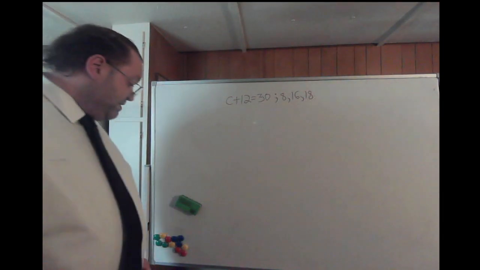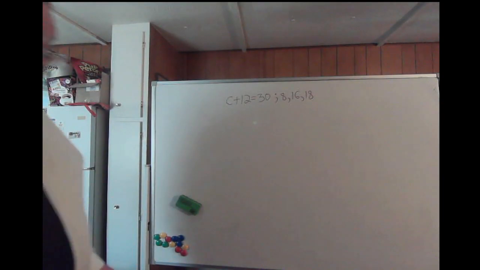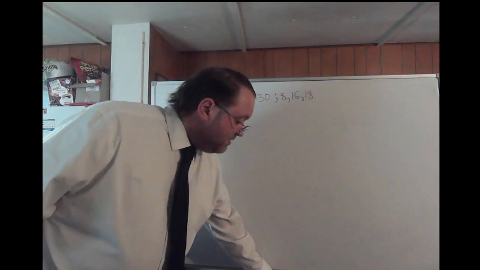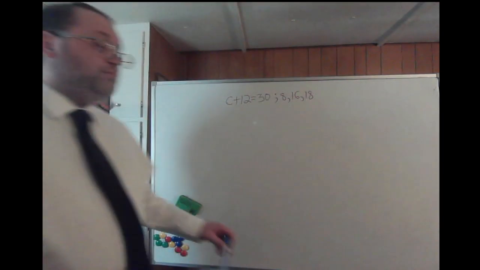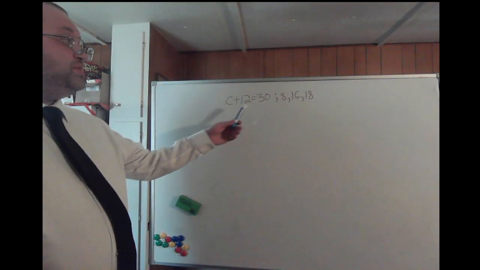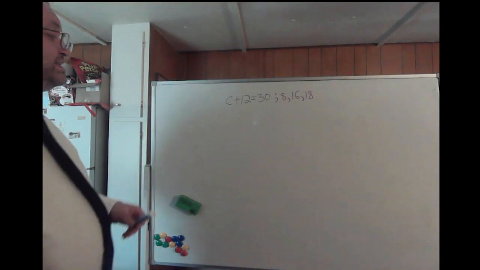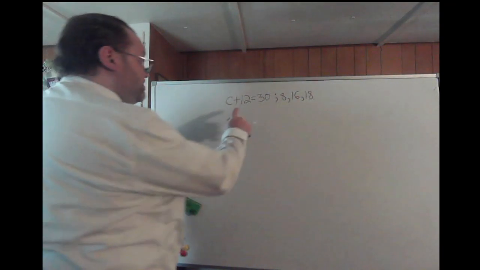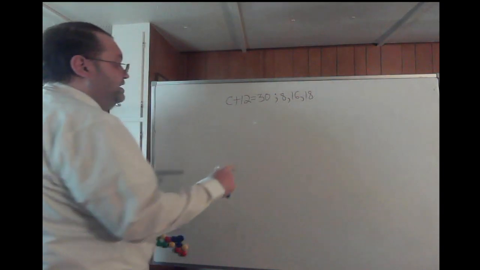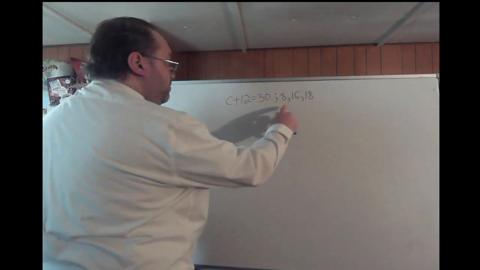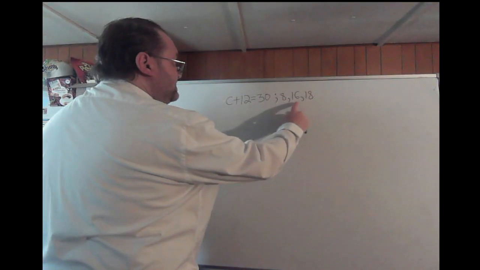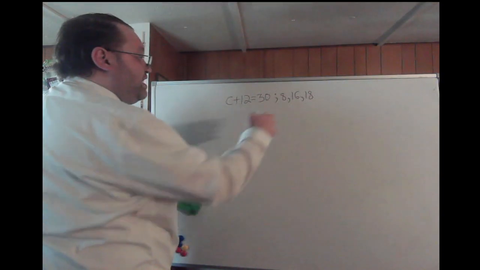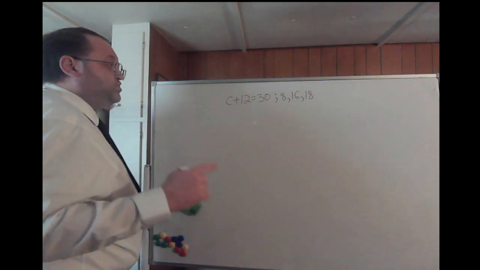Today we are going to talk about variables and equations. An equation is simply either an expression with numbers or variables or a combination of both that have an equal sign. That's an equation. So here we have the equation c plus 12 equals 30. Now one of these numbers, 8, 16, or 18, is the solution to this equation. We have to figure out which one of these three numbers is the solution to the equation.